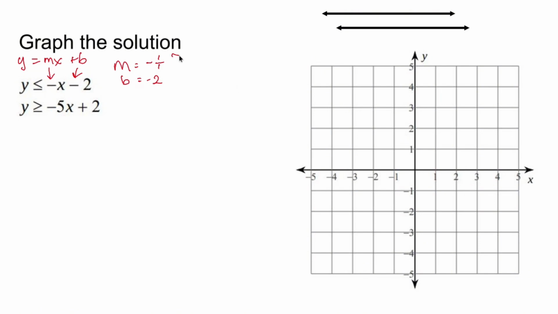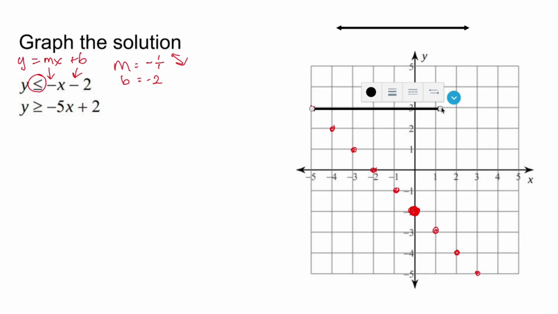Okay, now this is a negative slope, but I always start out at -2. So I'm going to put a dot at -2. My slope is negative: up 1, left 1, up 1, left 1, and I make as many dots as I can. So far graphing this is no different than graphing a regular equation up until now. Now my symbol here is less than or equal to, which means I draw a solid line. So fortunately, I have a solid line up here waiting for me.